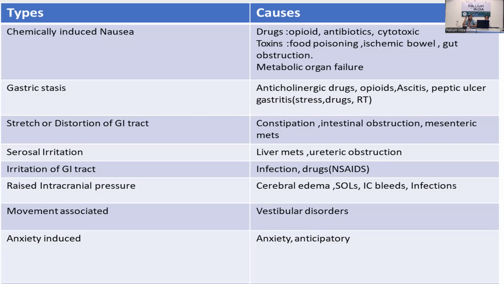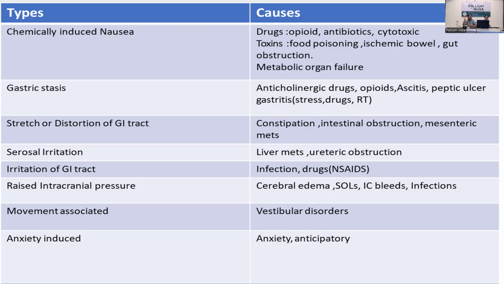Next one, gastric stasis. What is happening? Anticholinergic drugs like amitriptyline, all those drugs have an anticholinergic effect. That is gastric stasis. They will not cause the abdomen to move, so the food content will be there in the abdomen, and they will vomit it out. They'll have nausea. There will not be proper digestion, and the patient can vomit. Patients having ascites, dyspeptic ulcer, gastritis, all those things. Read the other things.